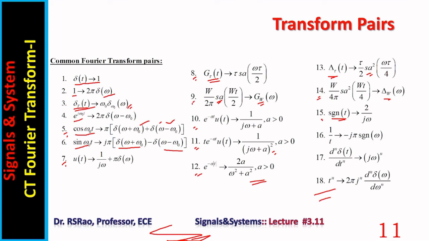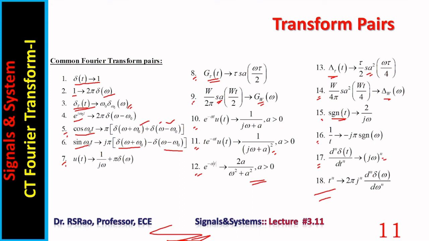In 15, the Fourier transform of signum function is given. It is 2 by j omega. In 16, Fourier transform of 1 by t is considered. It is minus j pi signum omega. In 17, Fourier transform of differential of impulse function is considered. Is j omega power n. In 18, Fourier transform of t power n is considered. It is 2 pi j power n d n delta omega by d omega.